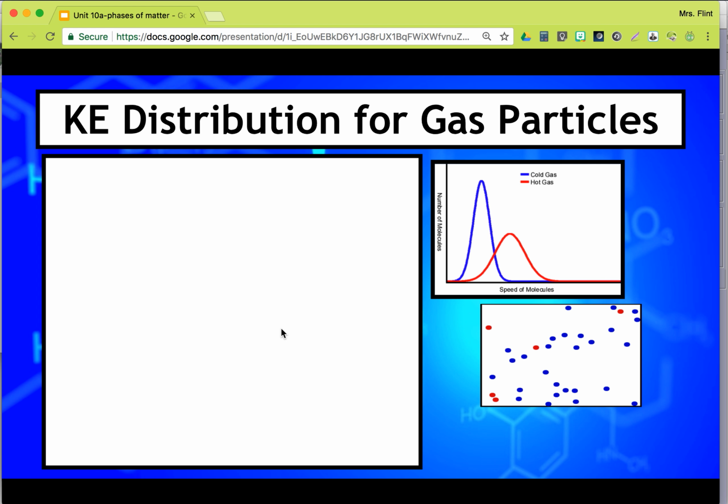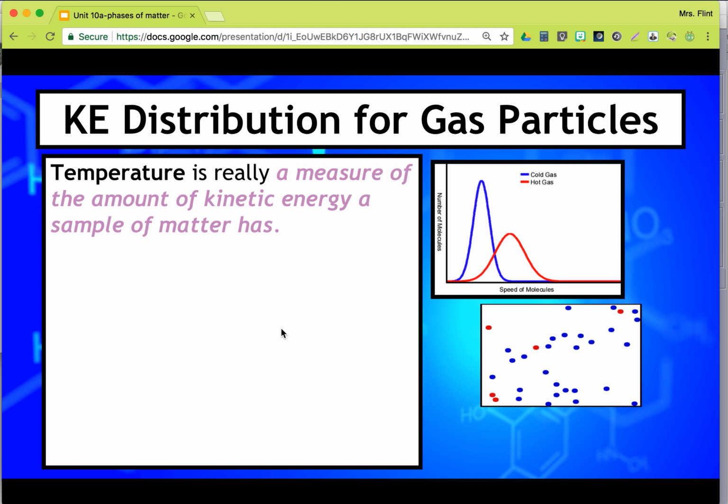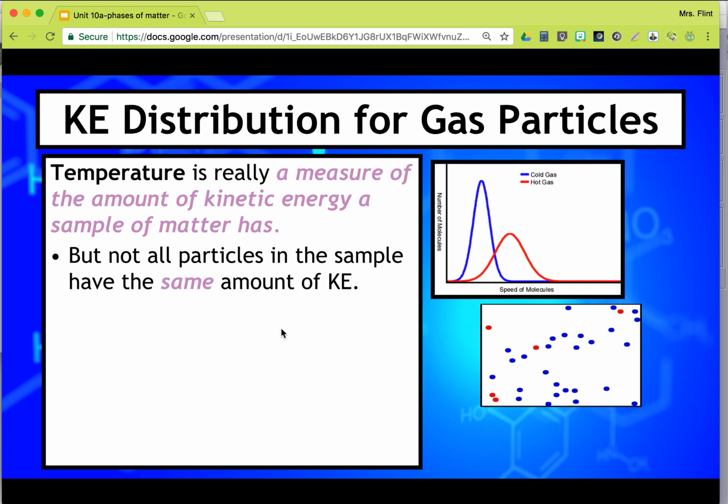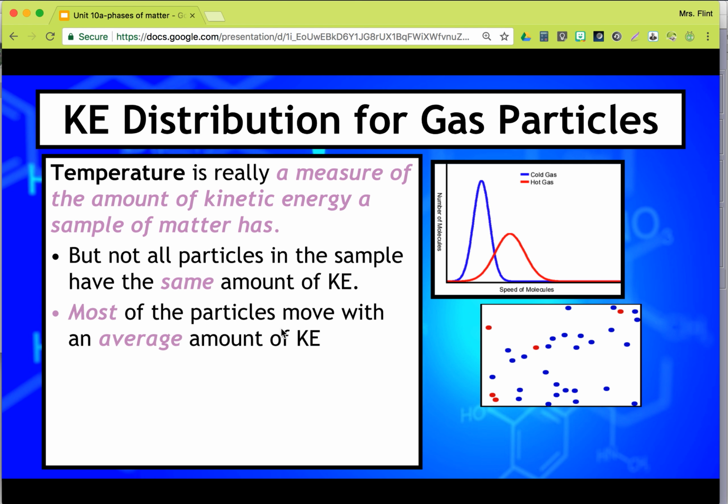Kinetic distribution for gas particles. Well, temperature is really a measure of the amount of kinetic energy a sample of matter has, whether it's a gas, a liquid, or a solid. But not all of the particles in the sample will have the same amount of kinetic energy. Most of the particles will move with an average amount of kinetic energy. As we looked at our example of gas particles, some of them were moving slower, some of them were moving faster, but most of them were moving at about the same average speed. And so we can say that average speed is the temperature of the substance.